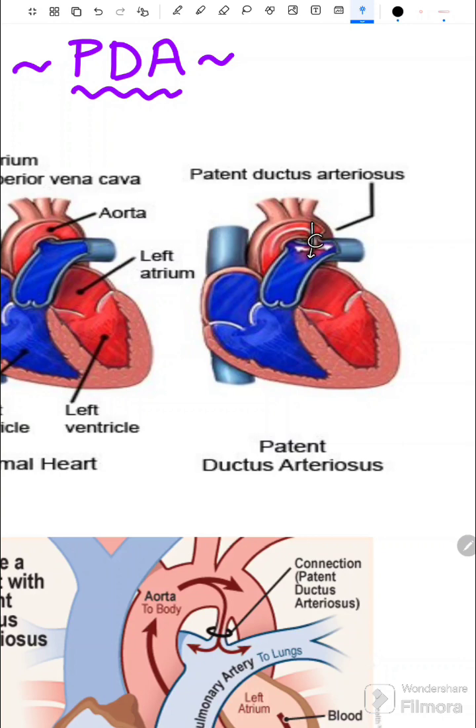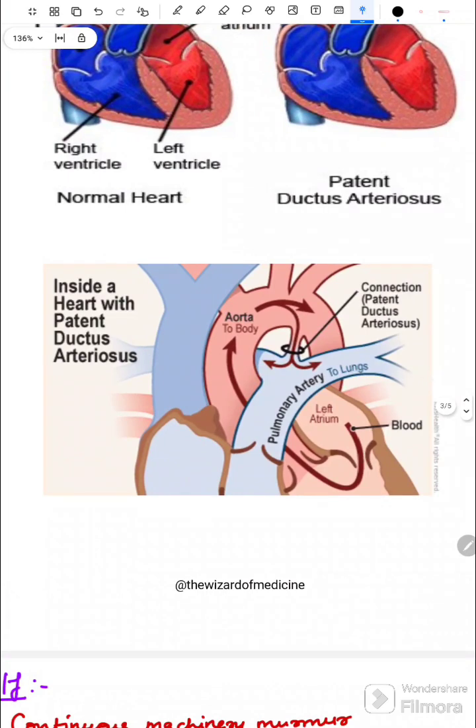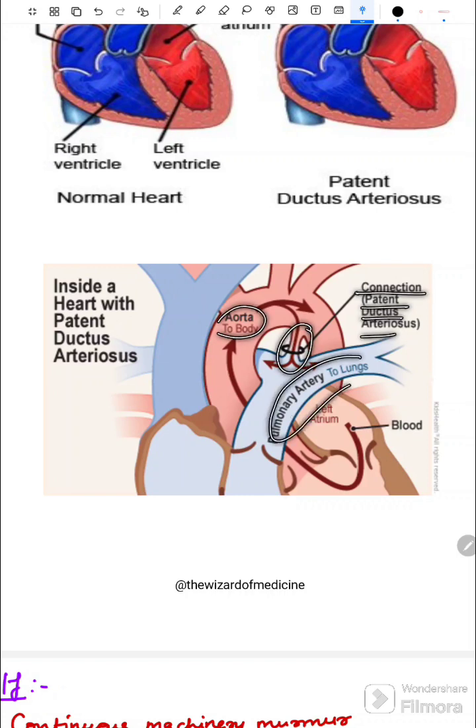And because of this, through this patent ductus arteriosus, there will be turbulence and it will cause a murmur that is called the continuous machinery murmur, right? So we'll be hearing a continuous machinery murmur in a patient of patent ductus arteriosus. Now here you can also see this is the connection, the patent ductus arteriosus, between the aorta and the pulmonary artery, right?